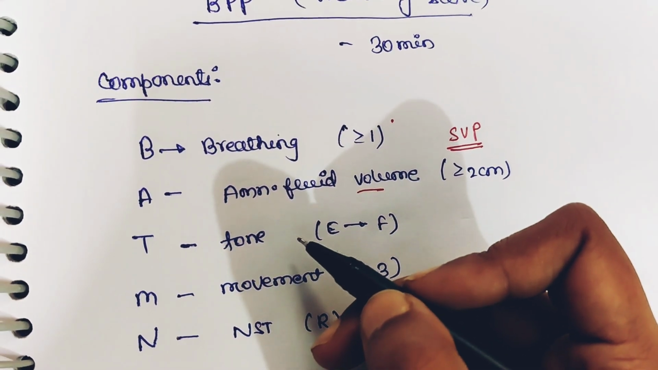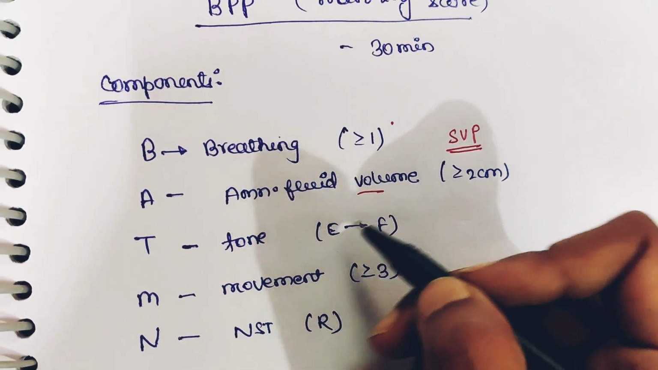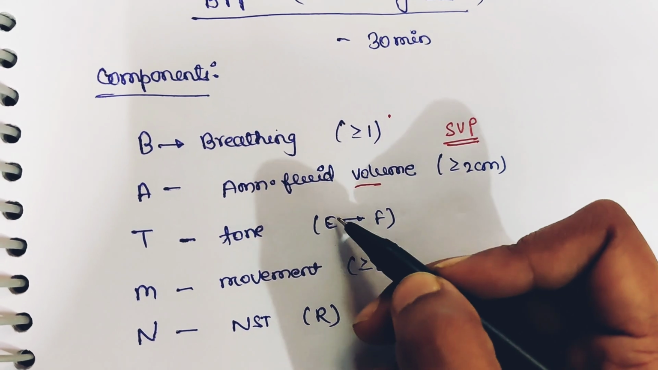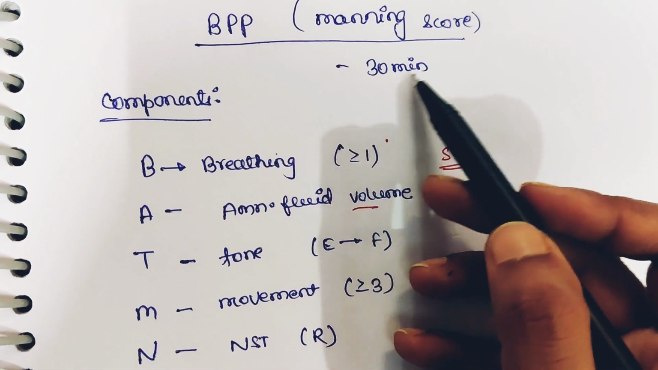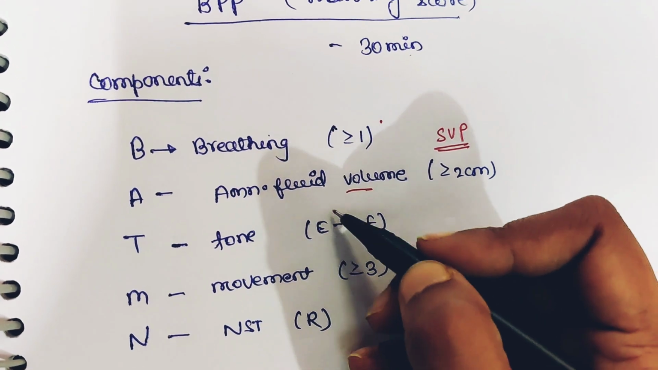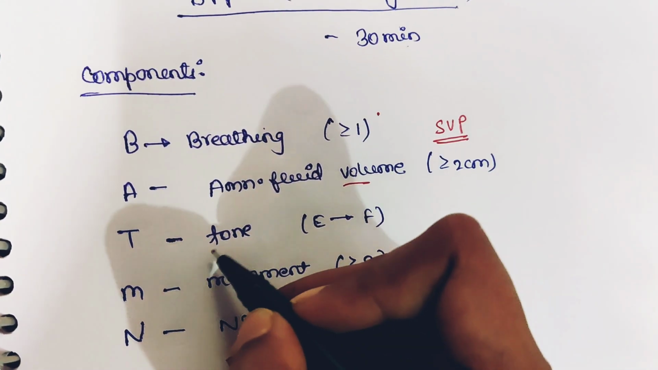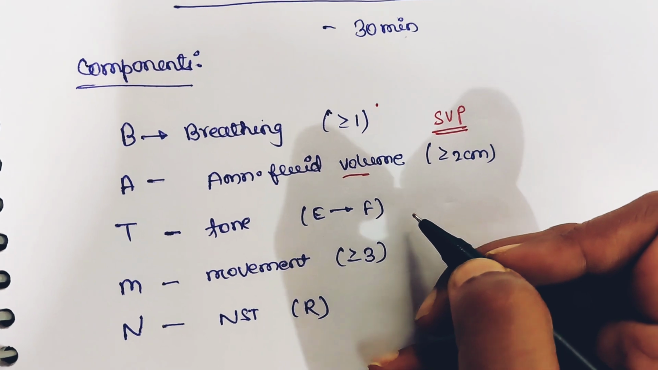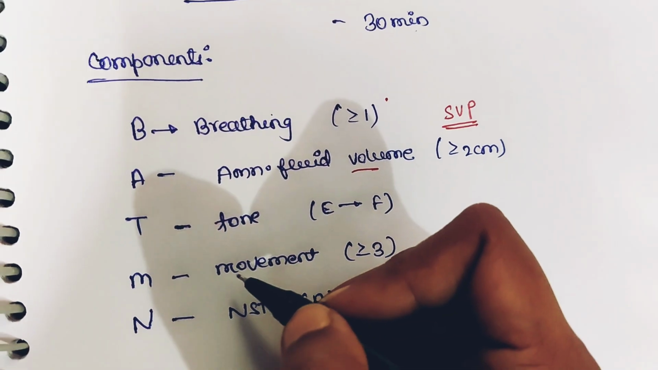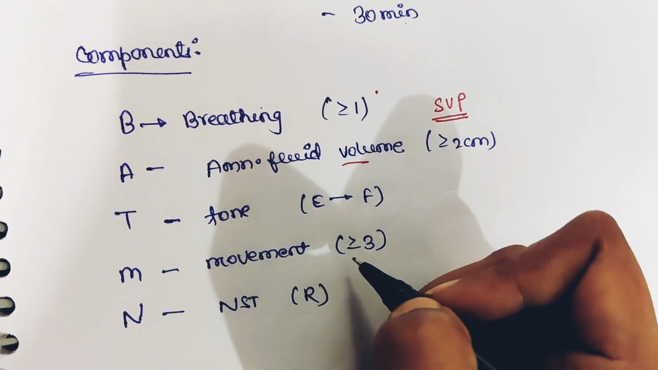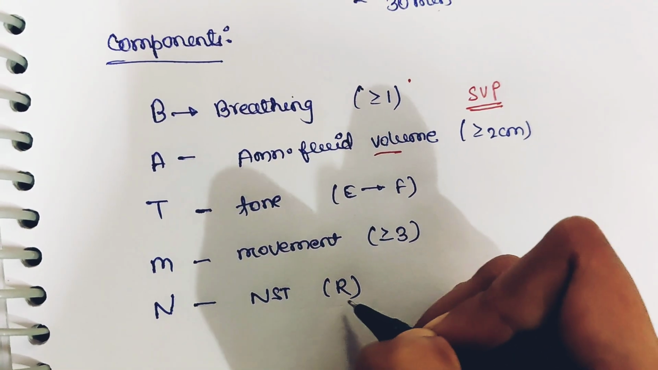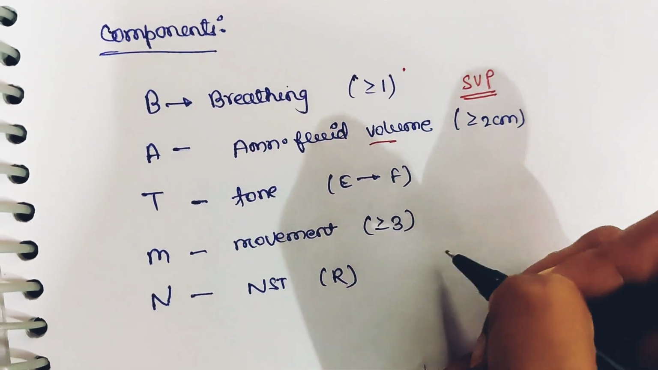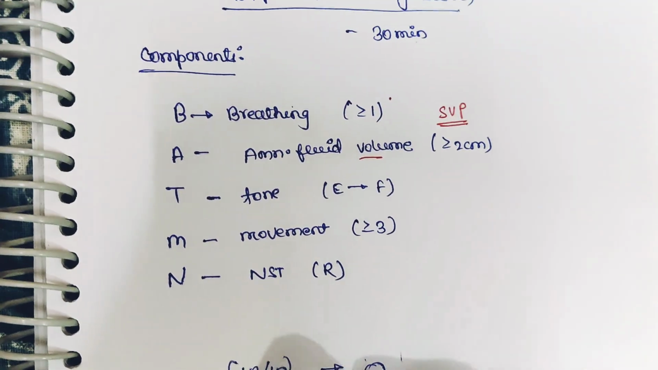Then we see fetal tone. Fetal tone is assessed by an episode of complete extension followed by complete flexion within 30 minutes of observation. Complete extension followed by complete flexion is good tone, so we give it 2 scores. We will see fetal body movement: more than 3 gross body movements, we give score of 2, and if the NST is reassuring or reactive, we give score 2. So the total score is 10.